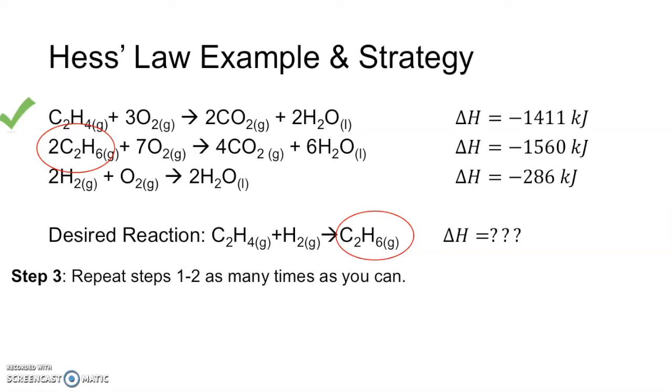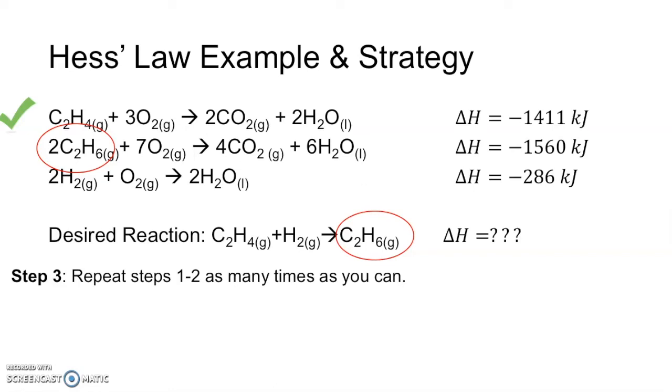And so if you remember, the next step is to manipulate that second reaction to match the coefficient and to match the location. So notice that in our desired reaction, C2H6 has a coefficient of 1, and it's on the right side of the arrow.